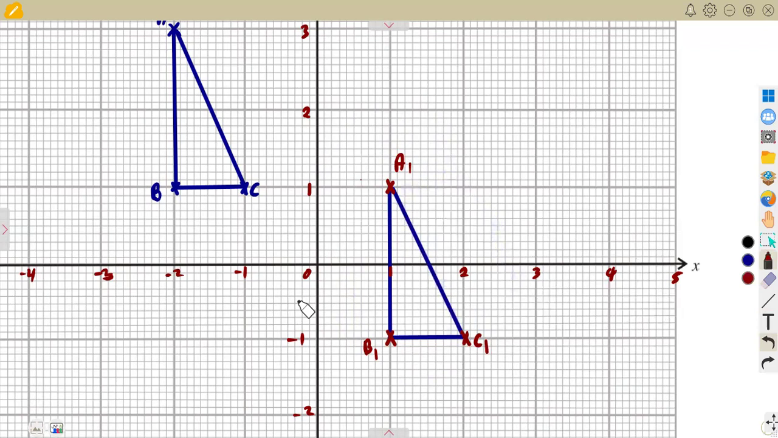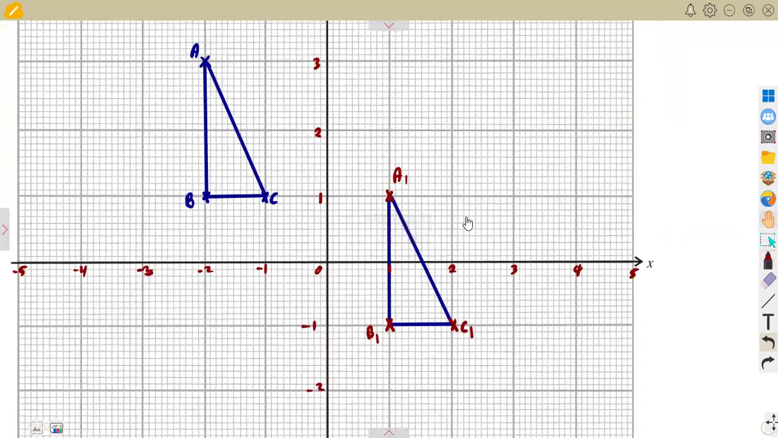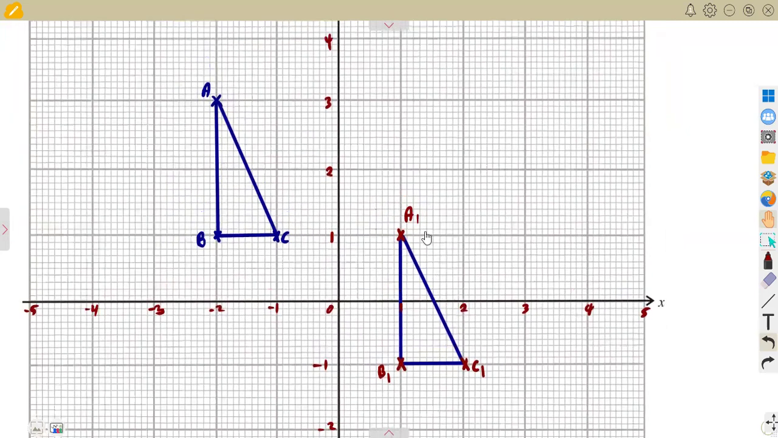There, we do not know which one is the object and which one is the image. For now, we do not know. If we've just drawn like this, we do not know. Like I said, it is the question that is going to specify that. So what is the question now?